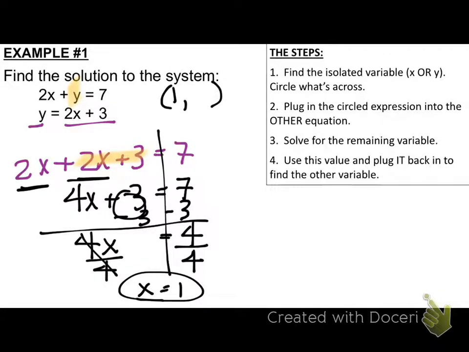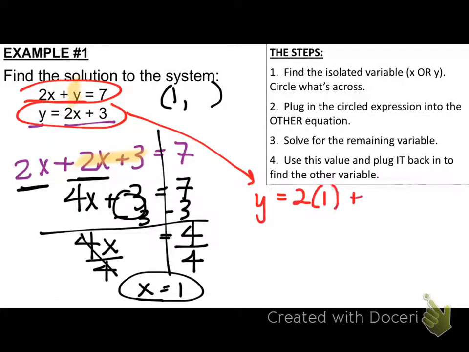So now I know that x equals 1. So I can take either of my two equations, either one, and I'm going to plug in 1 for x. I'm going to take this one over. I'm going to plug in 1 for x. 2 times 1 is 2, plus 3 is 5. So these two lines cross at 1, 5.